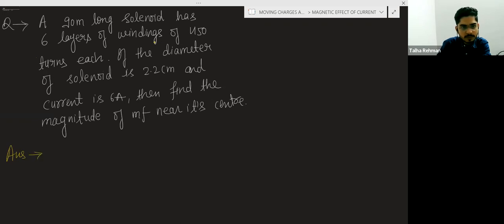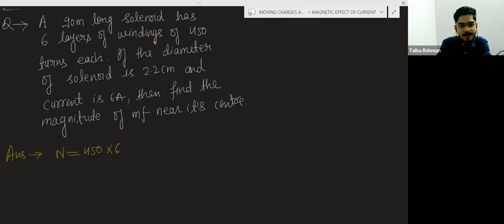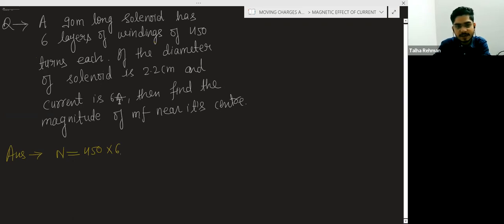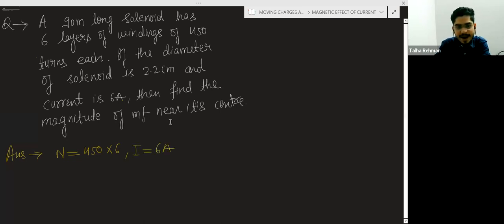450 into 6, right? Very good. Total number of turns, represented by capital N, will be 450 into 6. Now they are saying if the diameter of the solenoid is this and the current is 6 ampere. So current in the solenoid is 6 ampere. Then find the magnitude of magnetic field near its center.